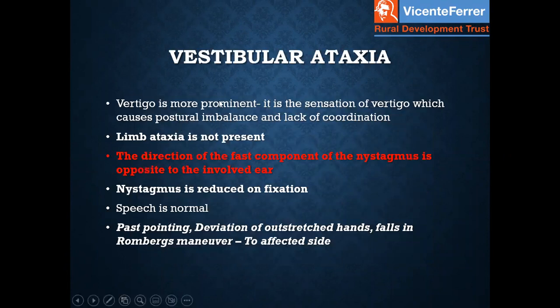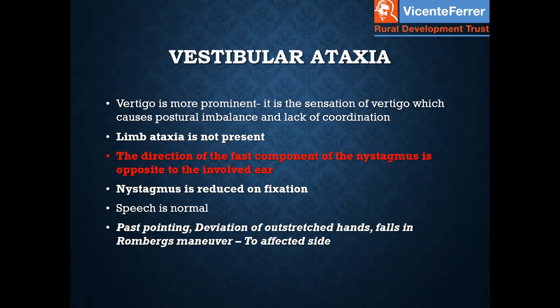Vestibular ataxia. In vestibular ataxia, vertigo will be a more prominent symptom apart from the ataxia, and those children won't have any limb ataxia. Limb ataxia means past pointing or dysdiadochokinesia. Those findings won't be there.